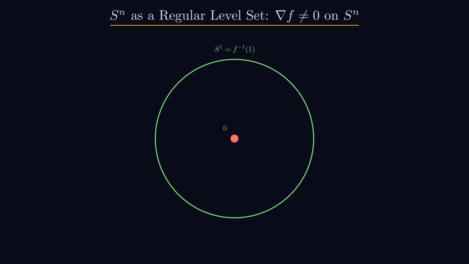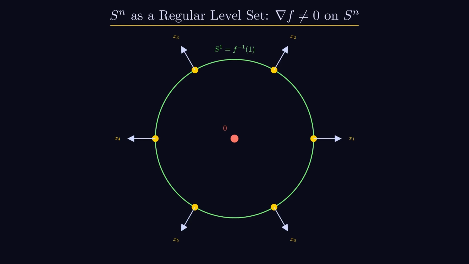The sphere example just computed, drawn for n equal to 1: the unit circle as the level set of the squared norm, with the origin, the only zero of the gradient, sitting at the center. Six sample points, x_1 through x_6, are placed at regular angles on the circle. Each has squared norm equal to 1, so they all lie on S^1. The gradient of f at each of these points is the vector 2x_k, which points radially outward from the origin.